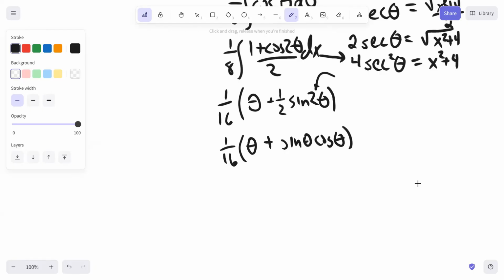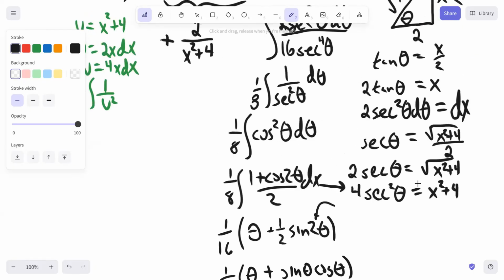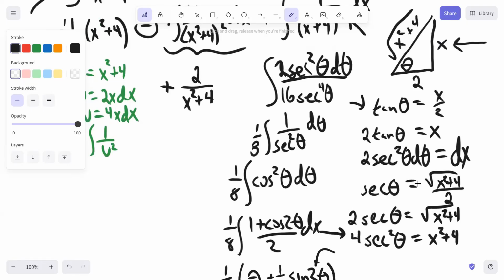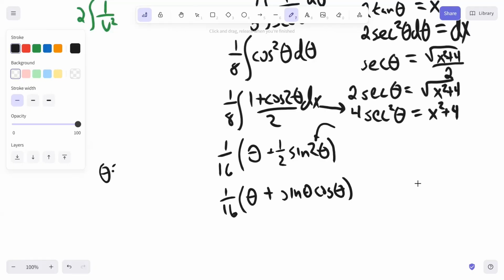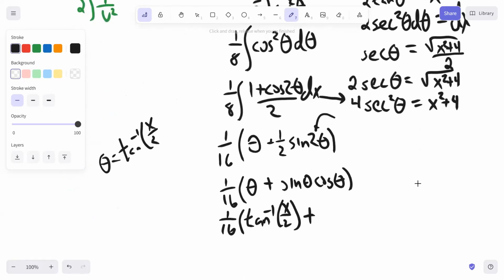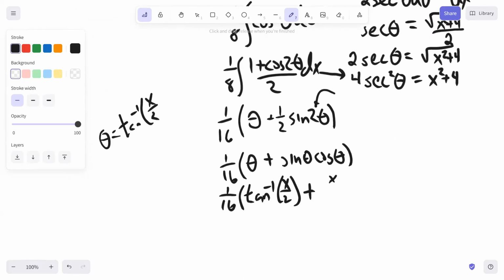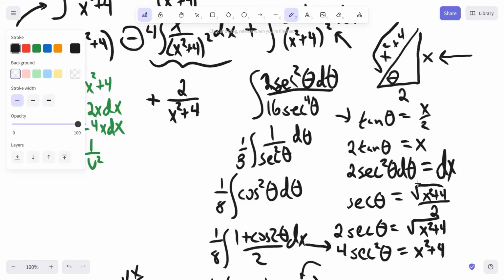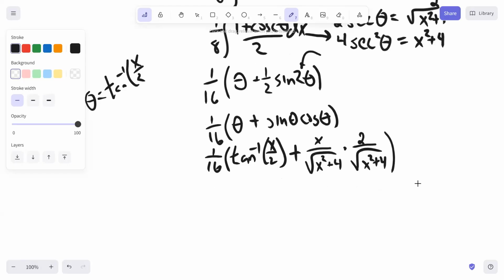We can now back substitute in terms of x because these are all in terms of theta. If we have tangent theta equals x over 2, then that means that theta is going to be the tangent inverse of x over 2. So 1/16 of tangent inverse of x over 2 plus sine theta, which would be opposite over hypotenuse, so x over the square root of x squared plus 4, times cosine theta, which is adjacent over hypotenuse, so 2 over the square root, and all of that is multiplied by 1/16.